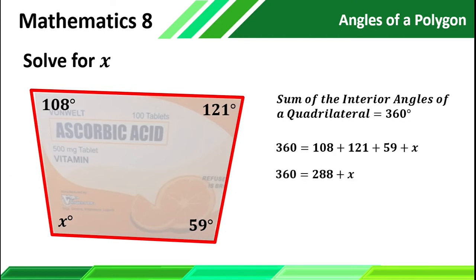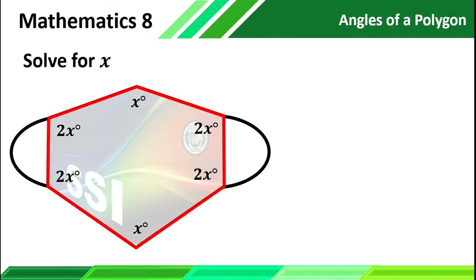So we have 360 equals 288 plus x. To solve for the value of x, we can use the addition property of equality. So 360 minus 288 is equal to 72 degrees. So the measure of the missing angle is 72 degrees.